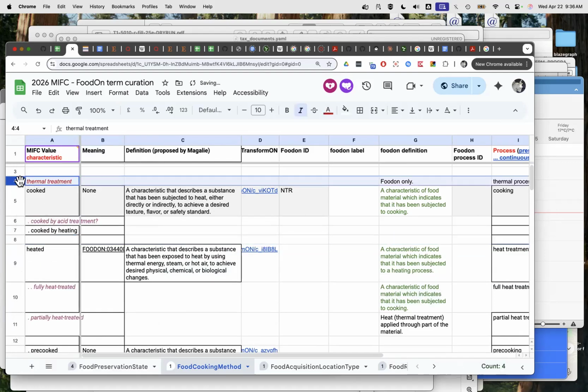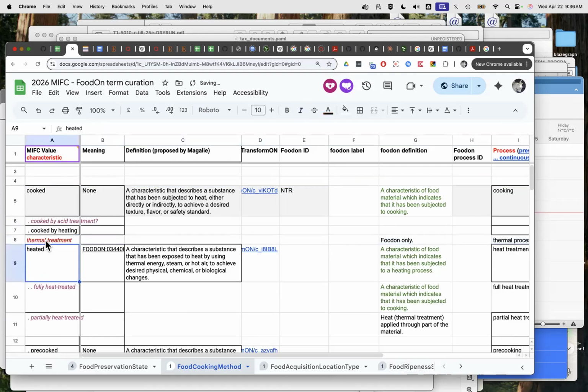I mean, it covers cooked by heating. It would help maybe if we have a parent.